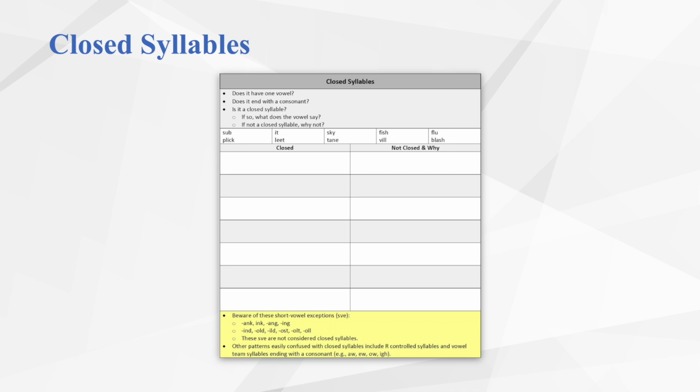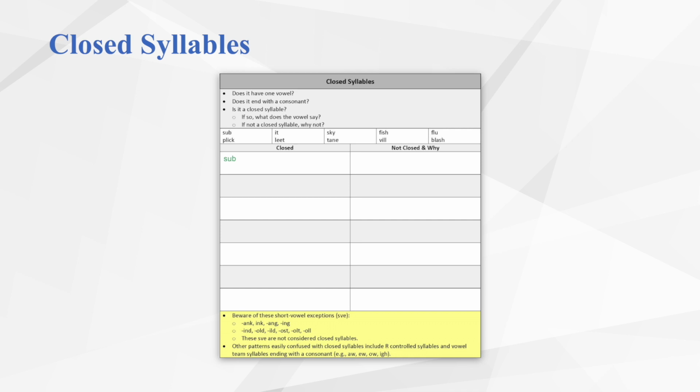We look at the questions at the top and we say, how many vowels do you see? One. How does it end? With a consonant. Is it closed? Yes. So write S-U-B under the closed column, please.